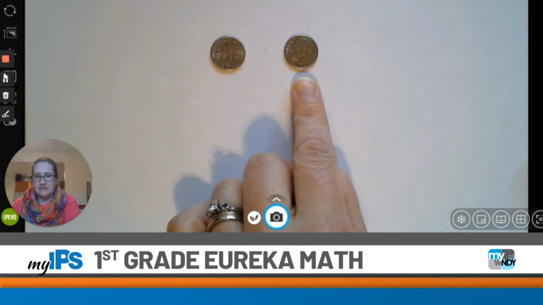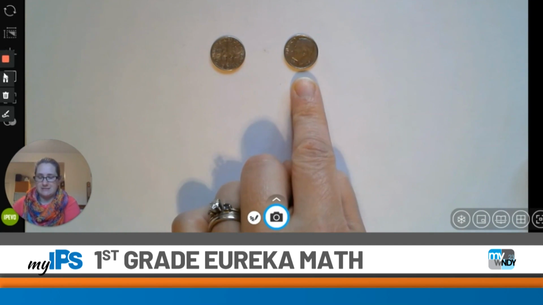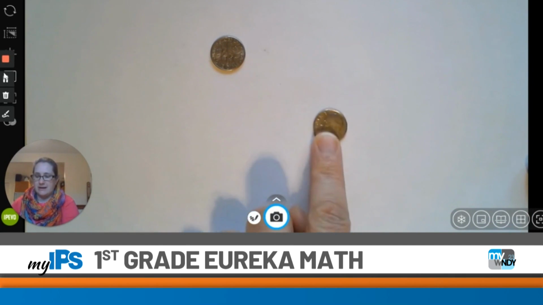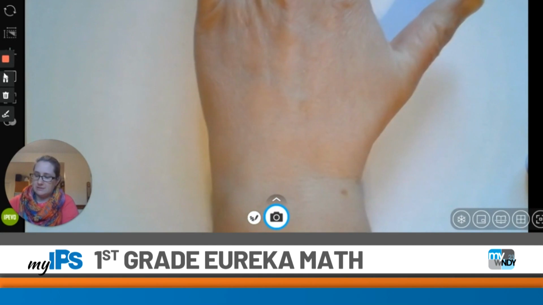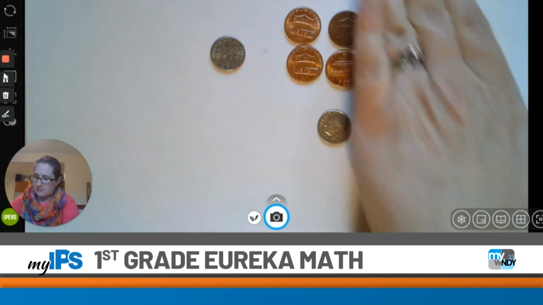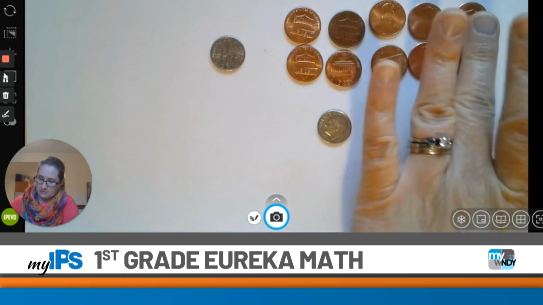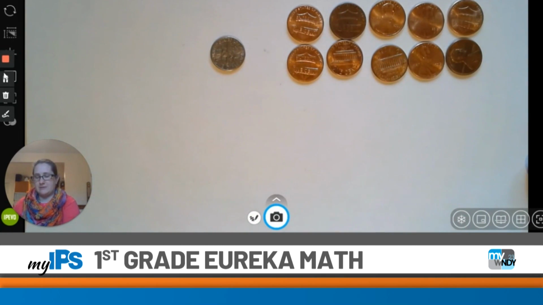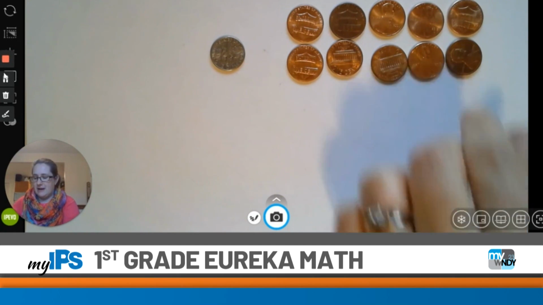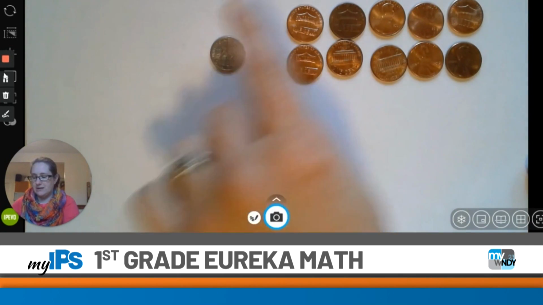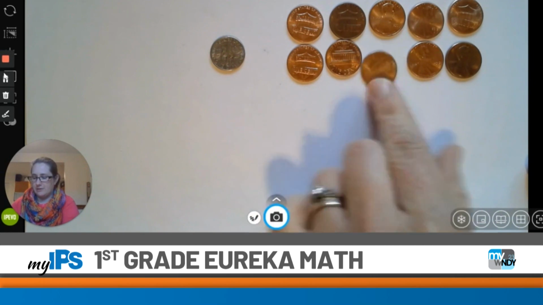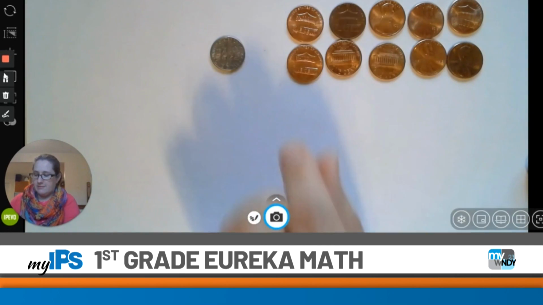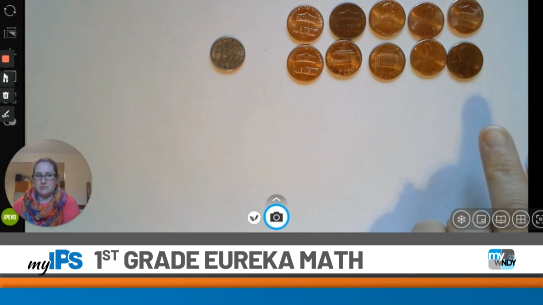If a dime is equal to 10 cents and a penny is equal to 1 cent, 10 pennies equal 10 cents, which equals 1 dime. Let's exchange 1 dime for 10 pennies. We're going to get rid of our dime because we have 10 pennies now. Now we have 20 cents, just like we had before. Let's count backwards from 20 cents.